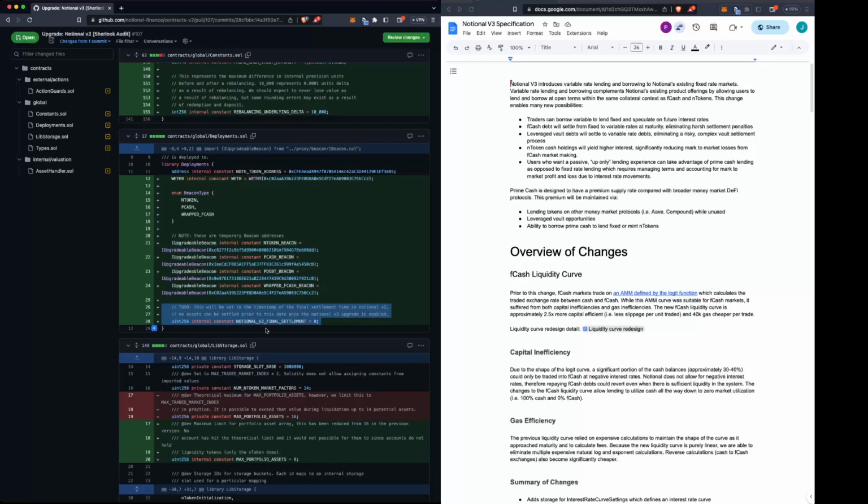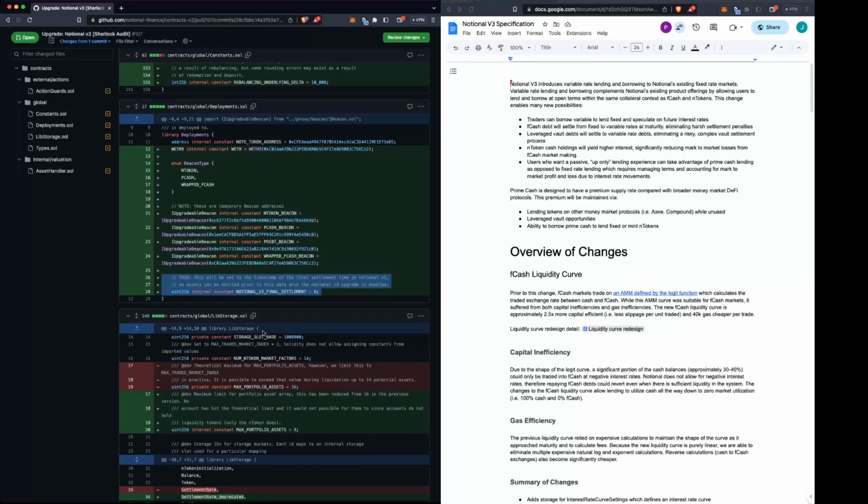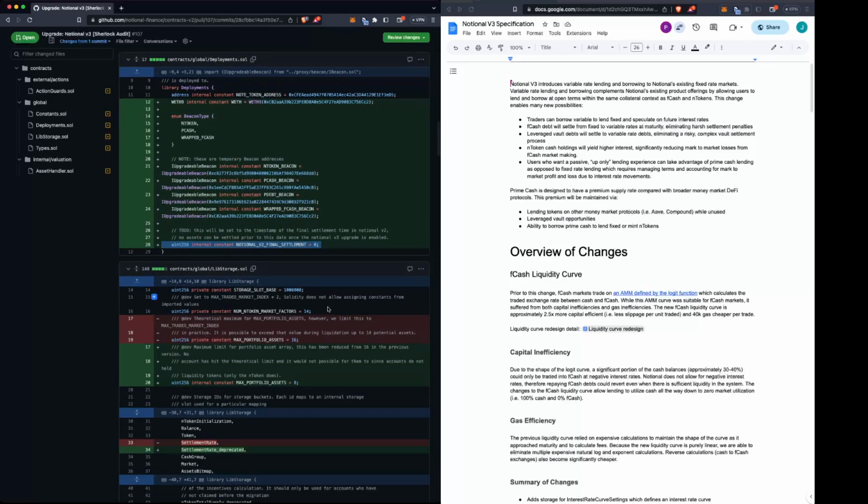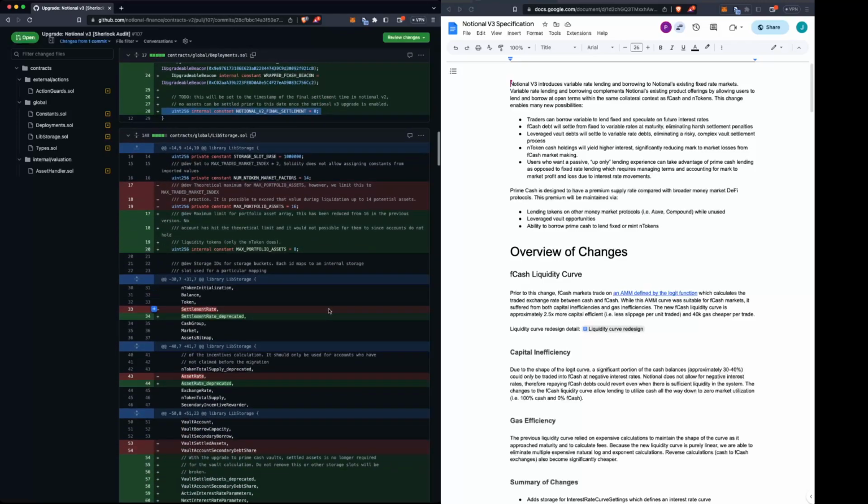We will set this with the timestamp of the final settlement under the Notional V2 codebase once we have a date for when Notional V3 will go live. So this is used in one place in the code, and I'll point that out when we get there.